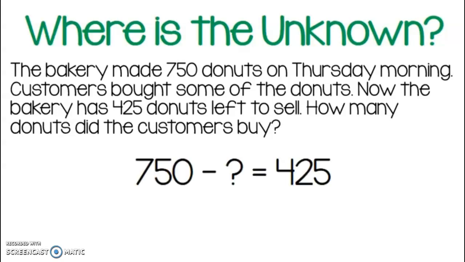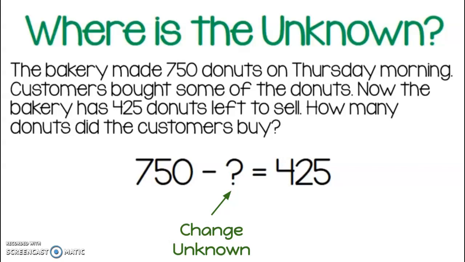Did you write 750 minus question mark equals 425? Where is our unknown number now? Yes, the unknown is in the middle of the equation. This is called the change unknown because something is happening in the problem that causes a change. In this problem, customers bought some donuts.